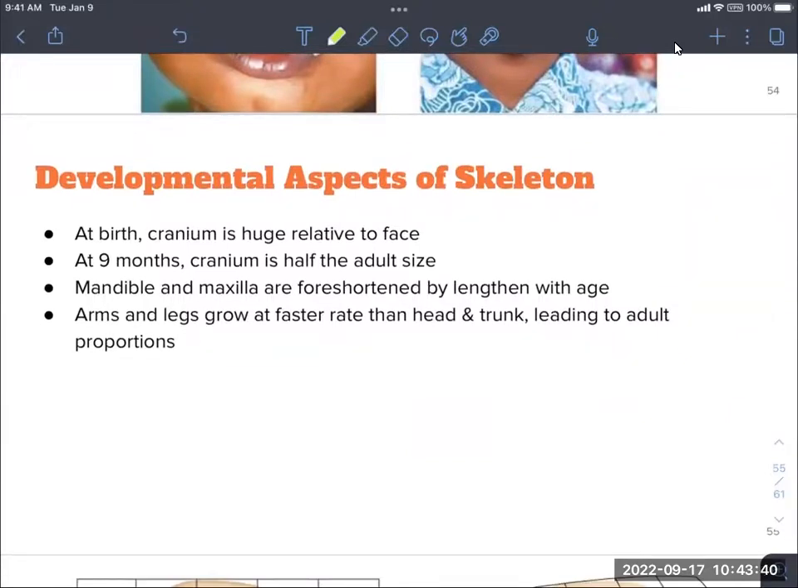So if you've ever noticed when you look at a baby, the cranium is pretty big compared to their face. Their head is pretty large. But by 9 months, their cranium, that part of their skull, is half the size of an adult already. That's why kids usually have big heads. Because by the age of 5, all those fontanelles close up.